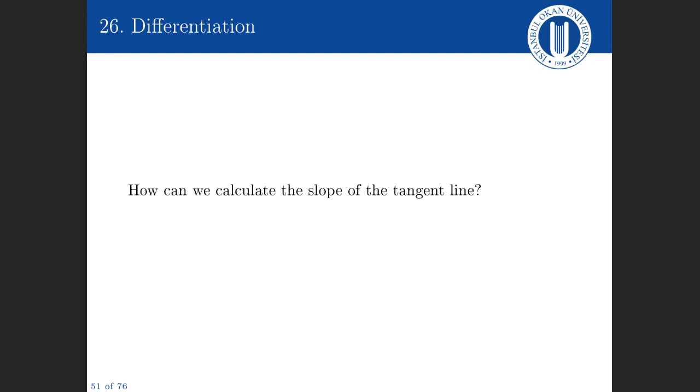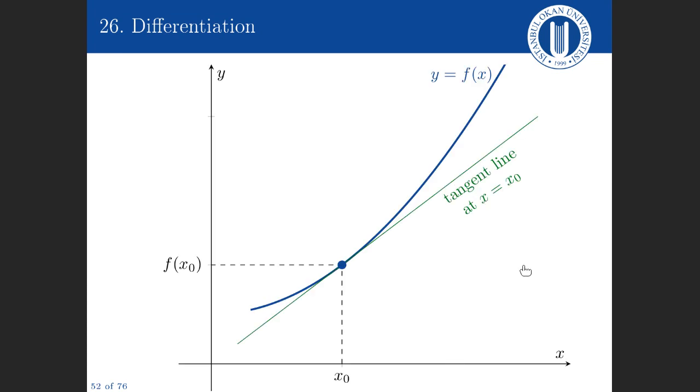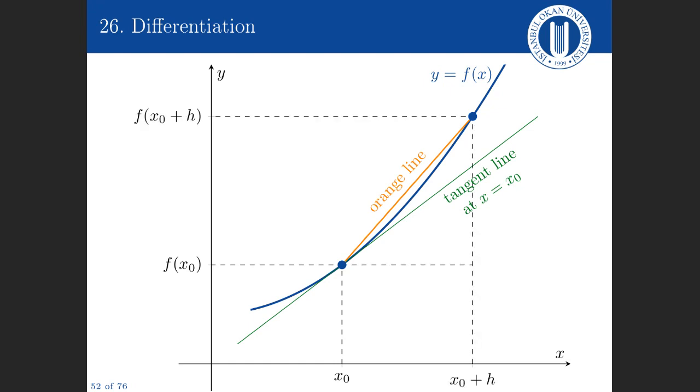Instead of drawing pictures and measuring them, how can we calculate the slope of the tangent line? Let's go back to a general function, any function f of x, and I want to calculate the slope of the tangent line to the function when x is equal to x0. Instead, I'm going to calculate the slope of a different line. I'm going to calculate the slope of this orange line, which connects two points together on the function. Drawing these dotted lines, we can see that the base of the triangle is x0 plus h minus x0, and the height is f of x0 plus h minus f of x0.